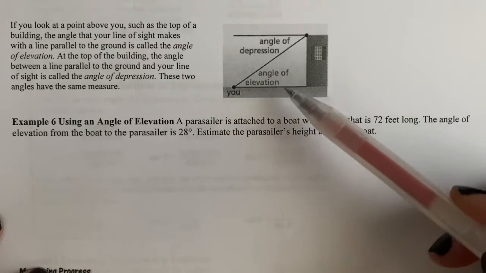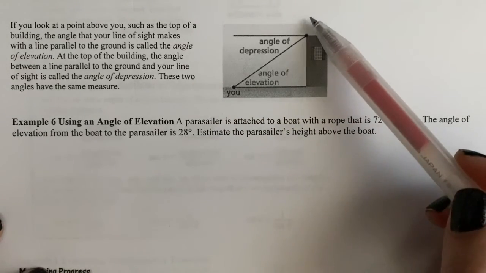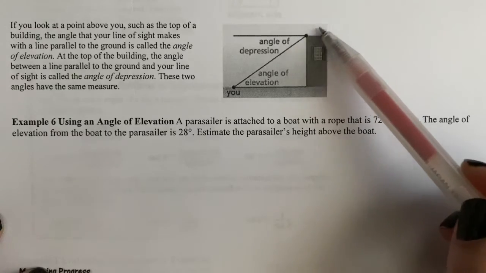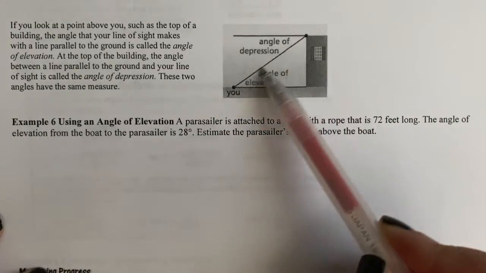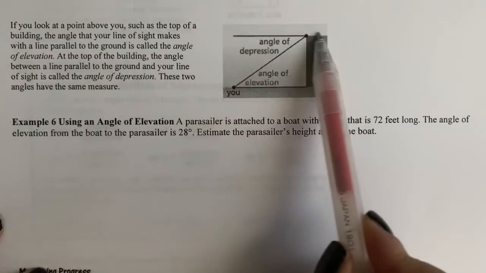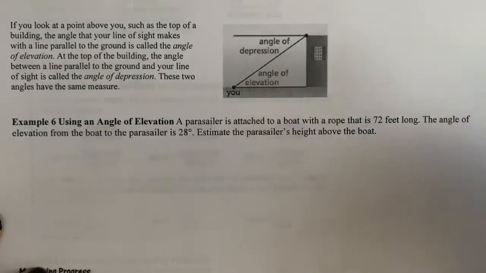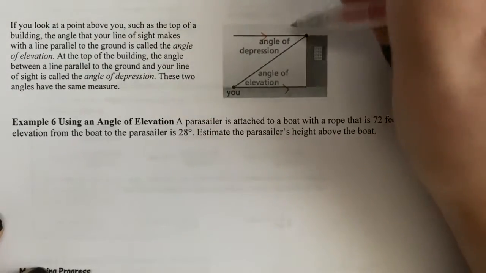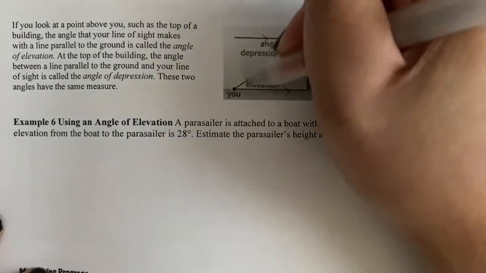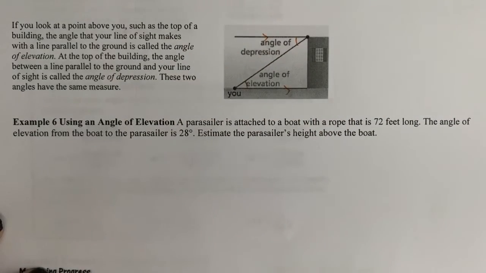The way you can think about it, elevation up. If you're at the top of the building and you're looking down, then the angle that is formed between your line of sight and the line that is parallel to the ground is called the angle of depression. Because these two lines are parallel, your angle of depression and your angle of elevation have the same measurement.